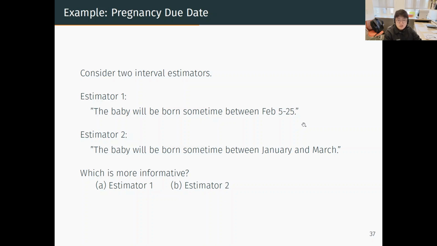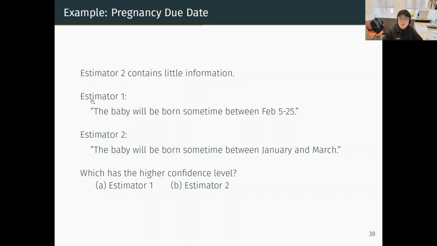It is actually pretty obvious. The first one is more informative, because the second is too wide. Any day between January and March, in a span of 3 months, is just not informative. Anyone can say that. Even if you are not a doctor, you can still predict like that. No true medical information is needed to make this result. So I would choose the first estimator to be more informative.